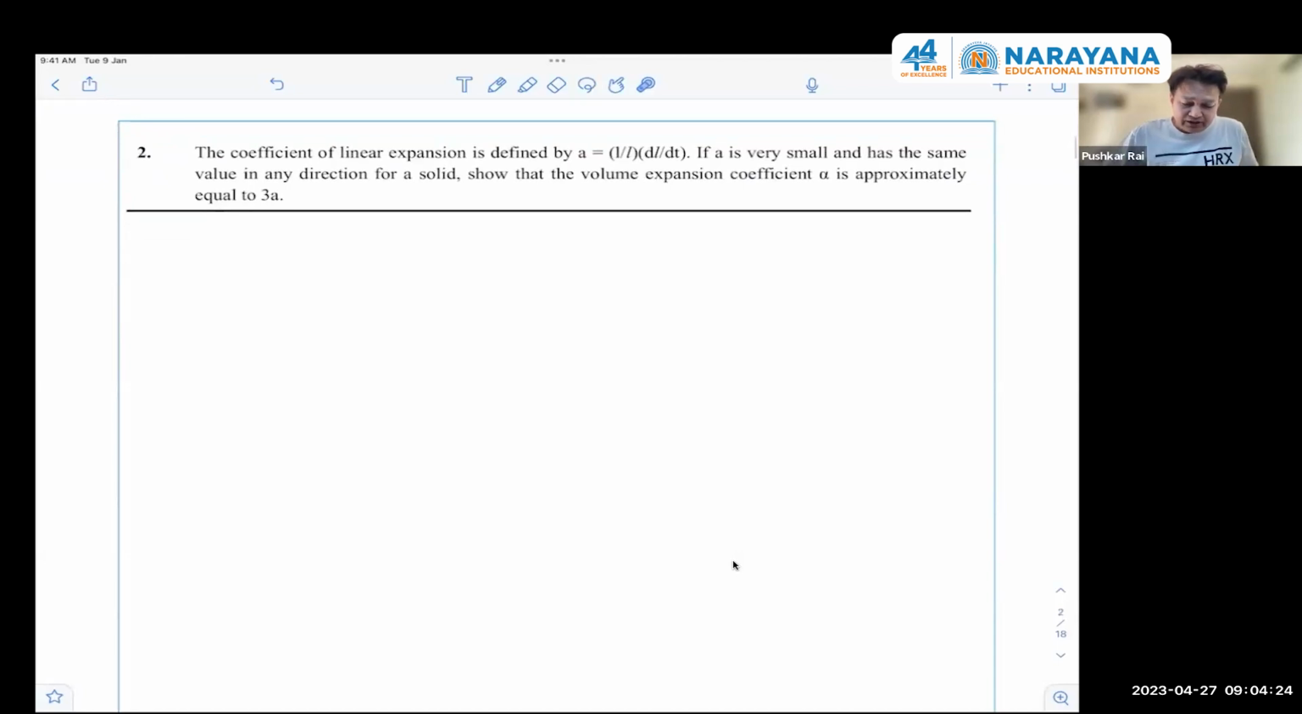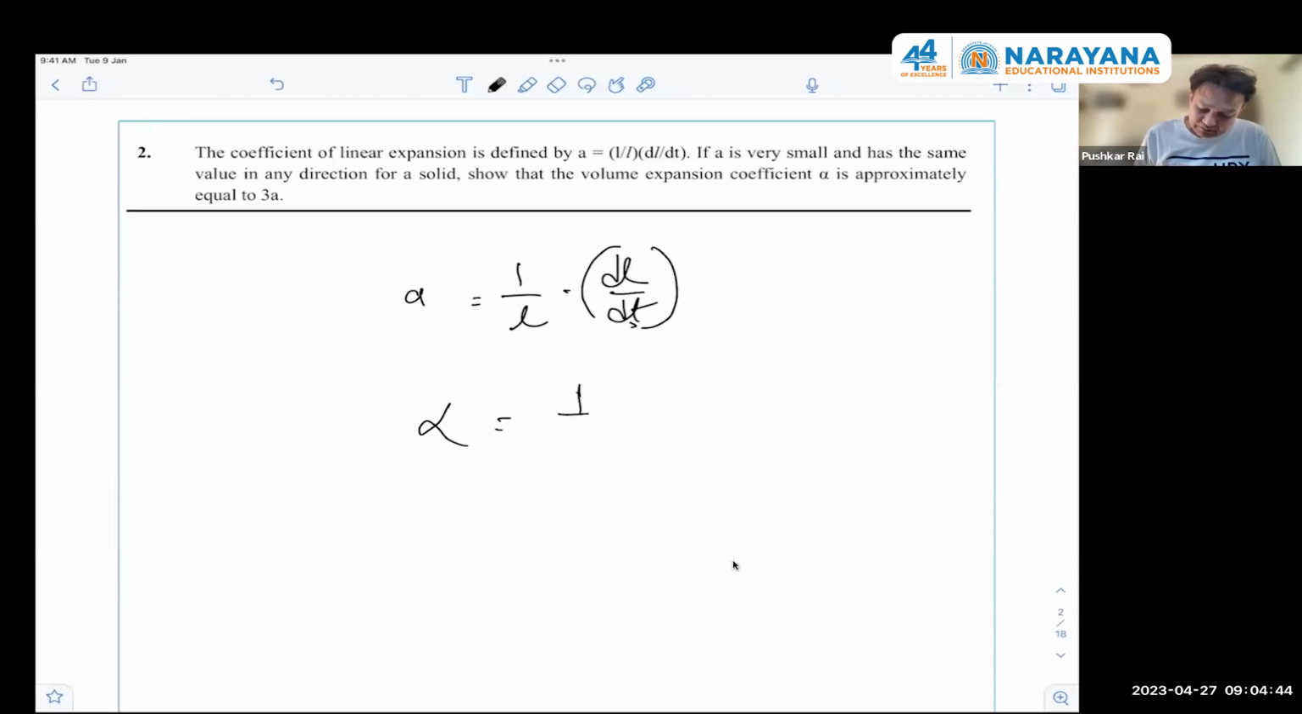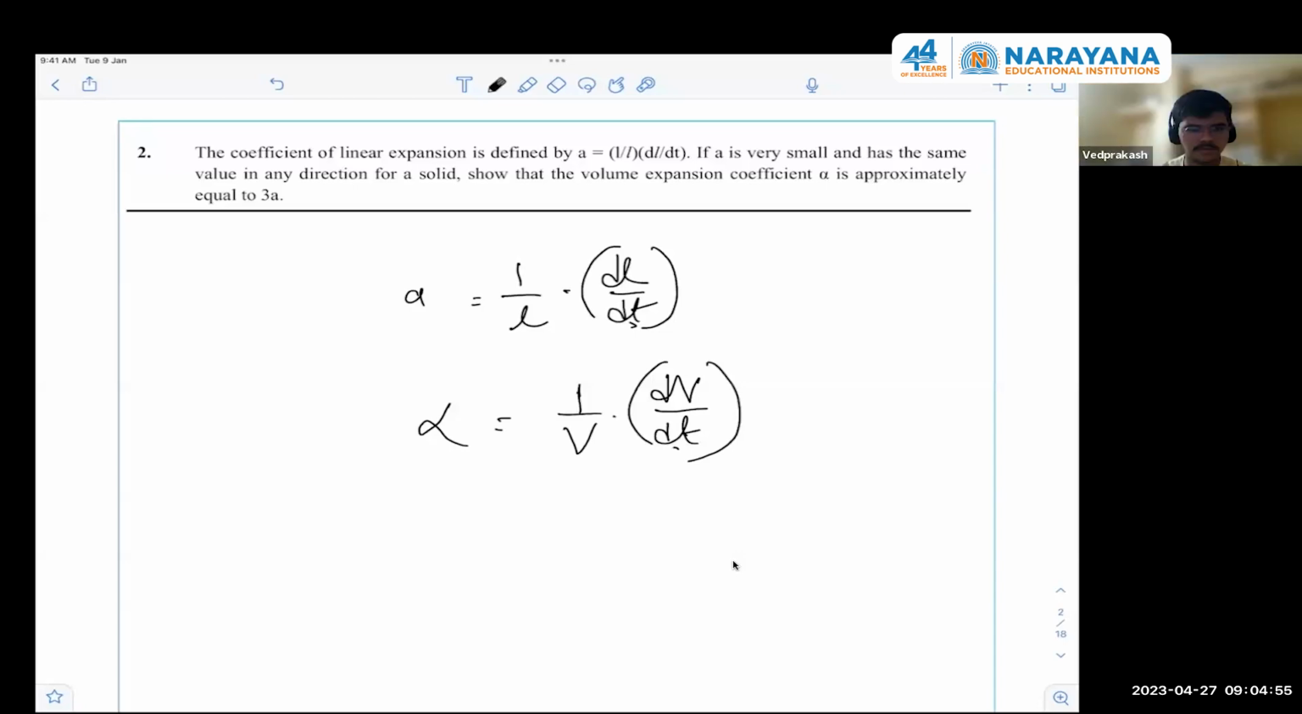That is a very simple question I have given. The coefficient of linear expansion is defined by A is equal to 1 by L, dL by dT, just like the same. Like here, linear expansion A is 1 by L dL by dT. So it is very similar to what? Alpha. It is 1 by V dV by dT. It is like in physics you study. Physical chemistry is very close to physics.